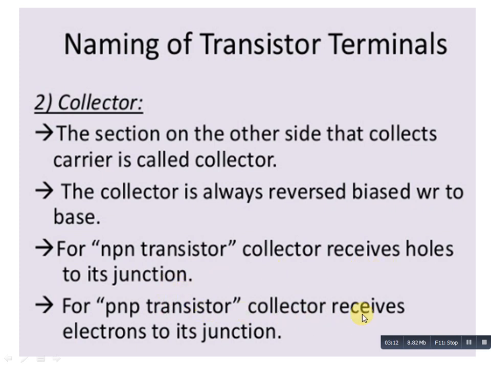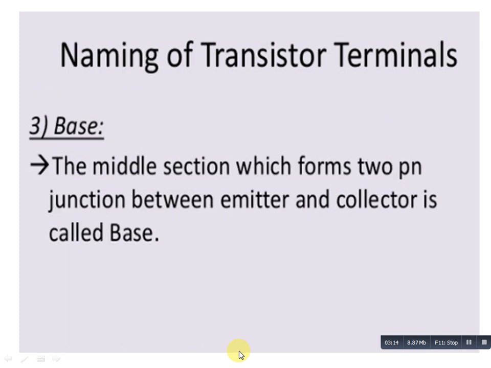The middle section which forms two PN junctions between the emitter and collector is called the base. So in this video we have learned about the symbol of BJT and the working of the three terminals of BJT: emitter, base and collector.